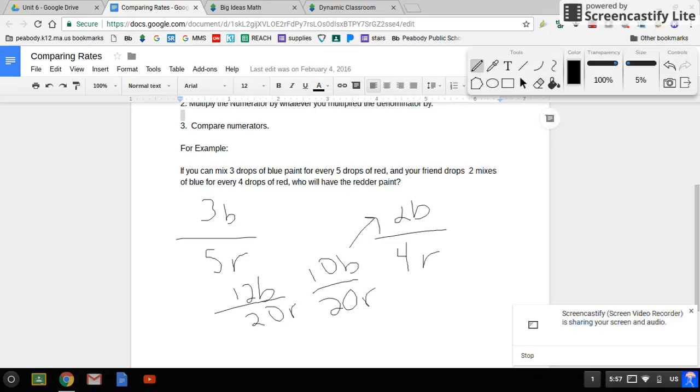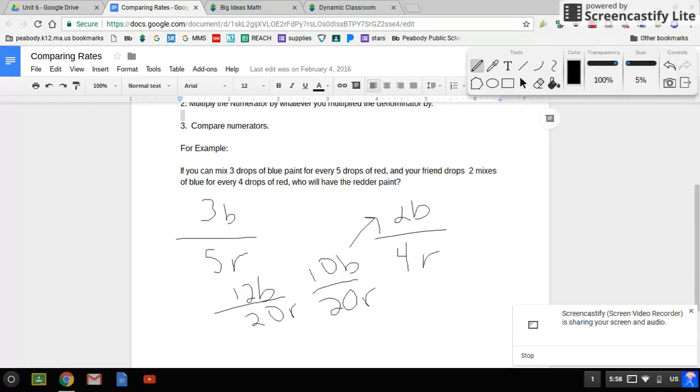So you need a common denominator. You pick something they both go into. You change your numerators by multiplying them by whatever you would multiply the denominator by. So just like you would with normal fractions, the only difference is that this has labels, literally the only difference. And then you're going to compare your numerators.